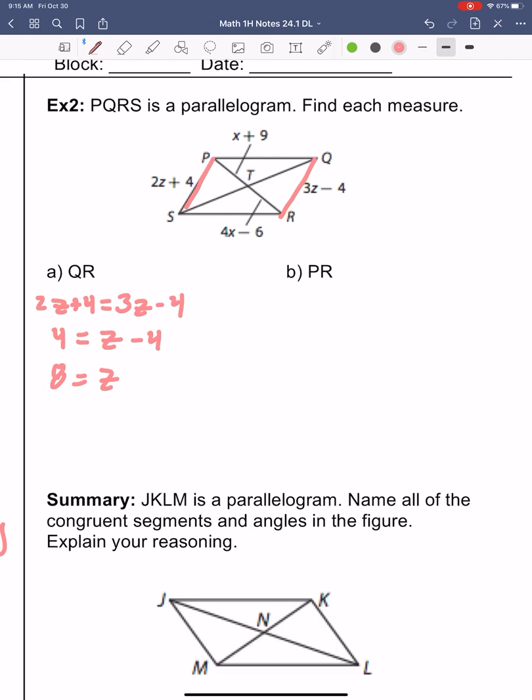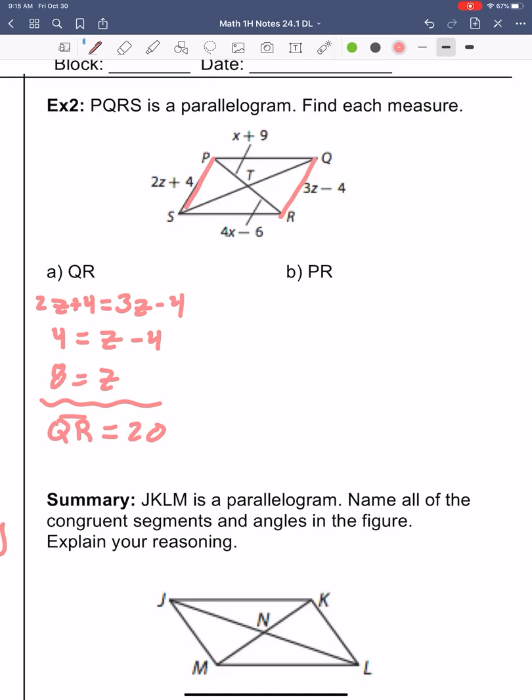And then I'm going to go ahead and plug that into my z variable here for QR. Okay, and I'll evaluate that. And that's going to give me 24 minus 4, which just gives me 20. So QR equals 20.